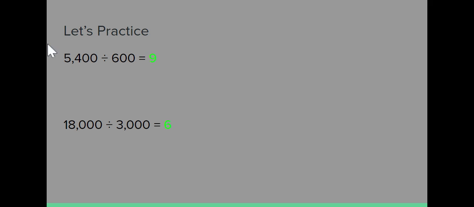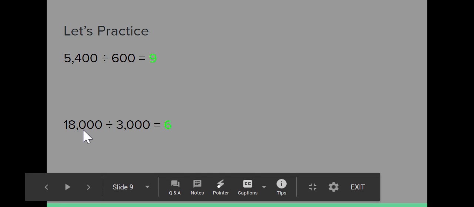Okay, hopefully you broke down this 600 into 100 and 6 so that you could take 5,400, divide it by 100 so that you had 54 divided by 6, which gave you an answer of 9. And then if you took all of these place value zeros off, as we do when we break down this 3,000 into 1,000 and 3, all you'd have left is 18 divided by 3, which gives us an answer of 6.